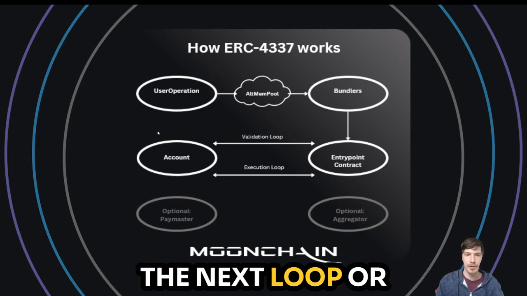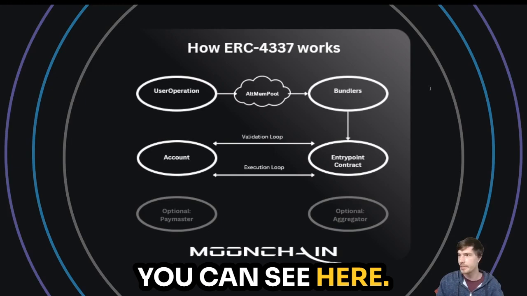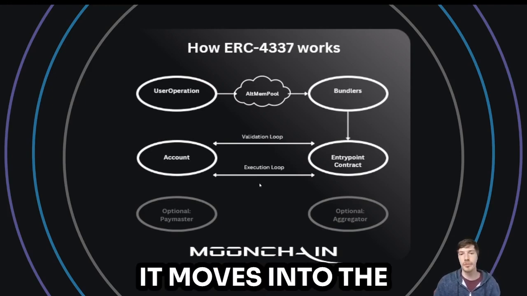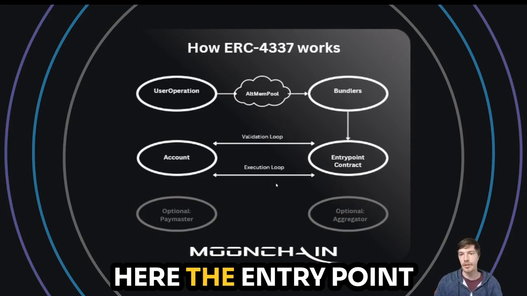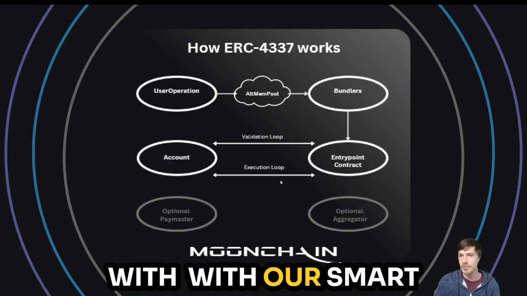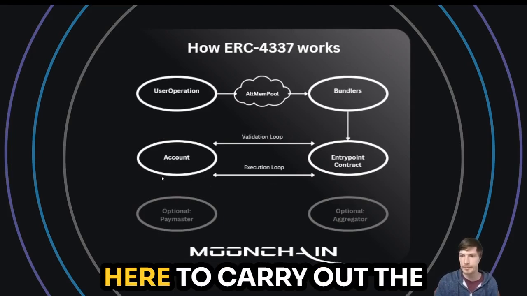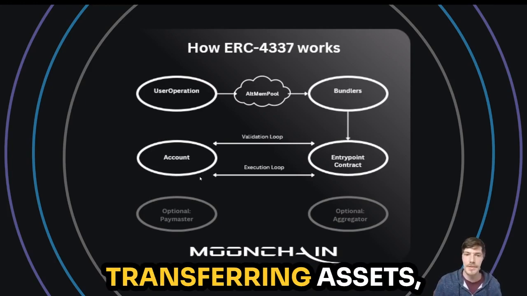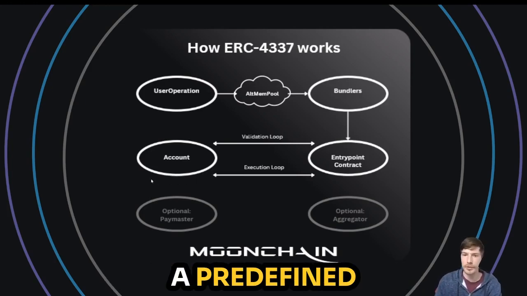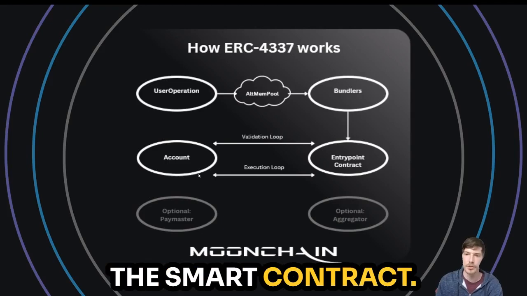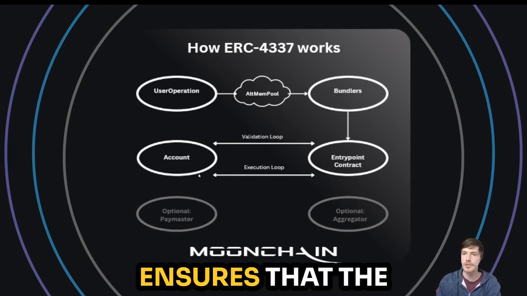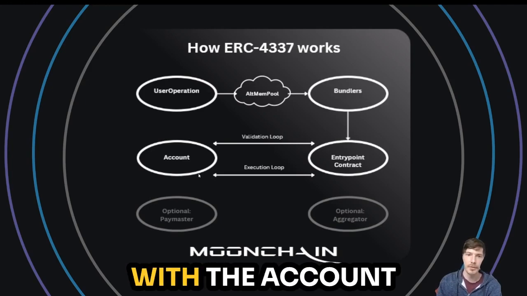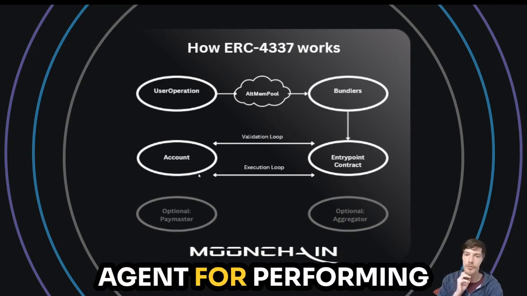The next step is the execution loop, which you can see here. Once a user operation passes the validation, it moves into the execution loop. Here, the entry point contract interacts with our smart contract account, which you can see here, to carry out the desired transaction. This includes transferring assets, interacting with the dapp, or fulfilling a predefined condition within the smart contract. The execution loop ensures that the actual operations are completed according to the user's intentions, with the account acting as the primary agent for performing the transaction.